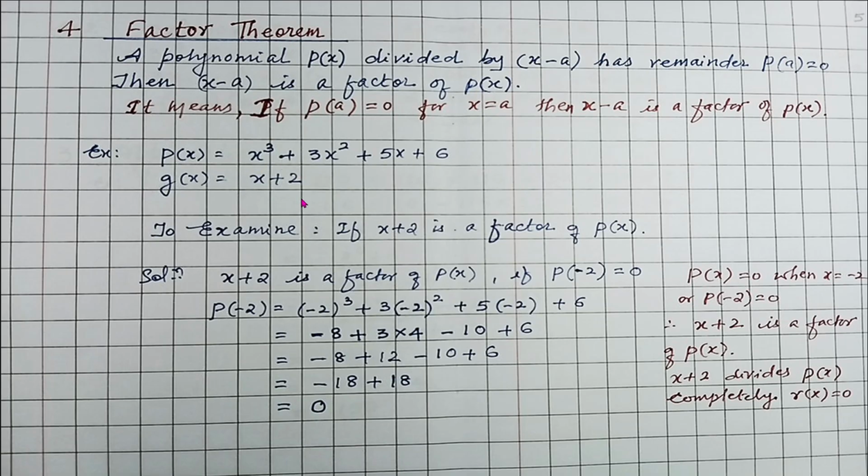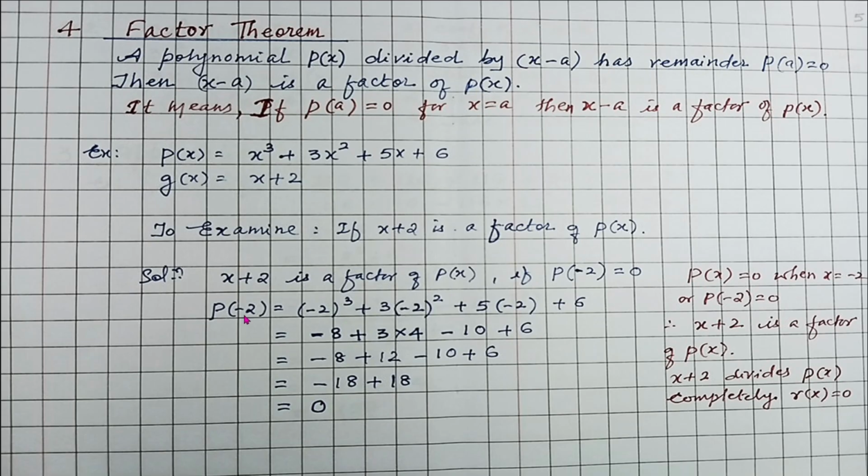Now what we do here, to find the zero of x plus 2: x plus 2 equal to 0, or x is equal to minus 2. x is equal to minus 2 is the zero. Now find p of minus 2. Wherever x is there, put minus 2. So we get minus 2 cube, plus 3 into minus 2 square, plus 5 into minus 2, plus 6. Simplify it, we get minus 8 plus 3 into 4 minus 10 plus 6, minus 8 plus 12 minus 10 plus 6, that is 0.